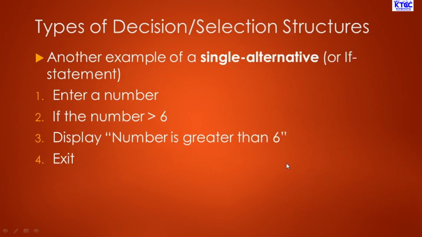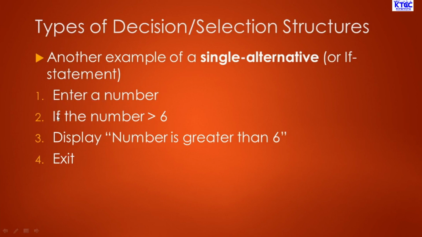Let's look at maybe another example here. Yes, this is another example of a single alternative or the if statement. This is a simple program which we're going to look at. So let's see. The first statement says enter a number. So the user enters a number. If the number is greater than 6, display and say number is greater than 6, and then exit. So what is going to happen here is this. This is just a statement, like an instruction. So enter a number. So you input a number, right?